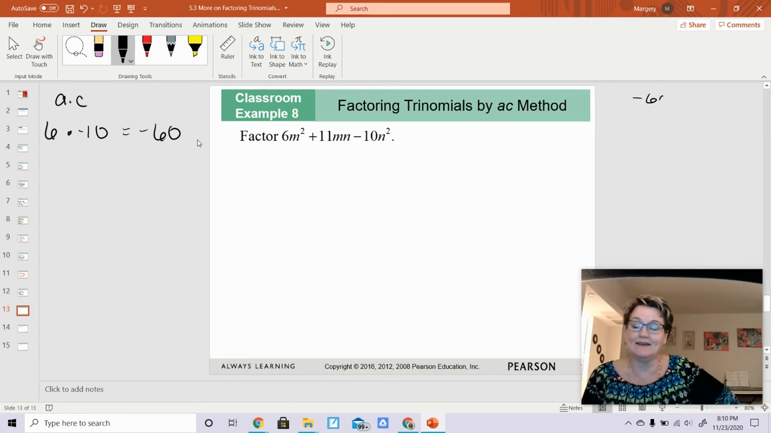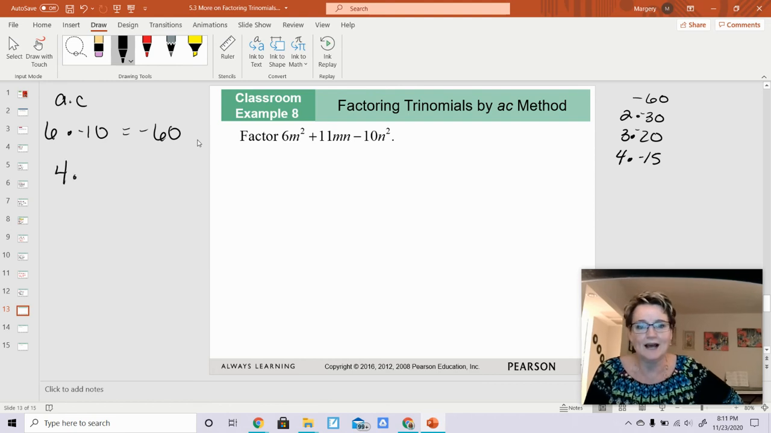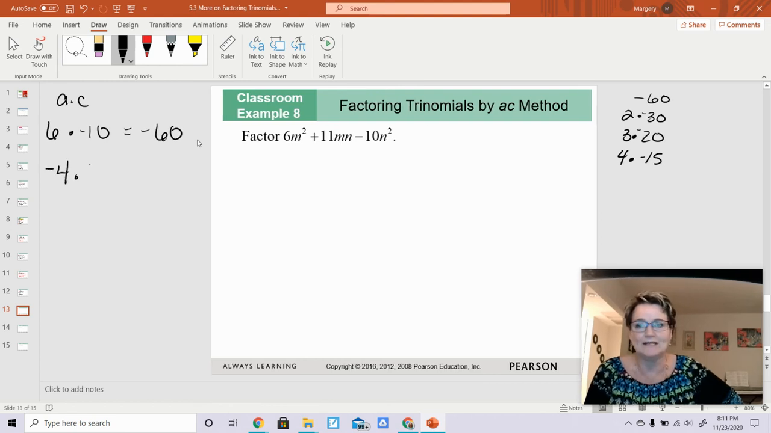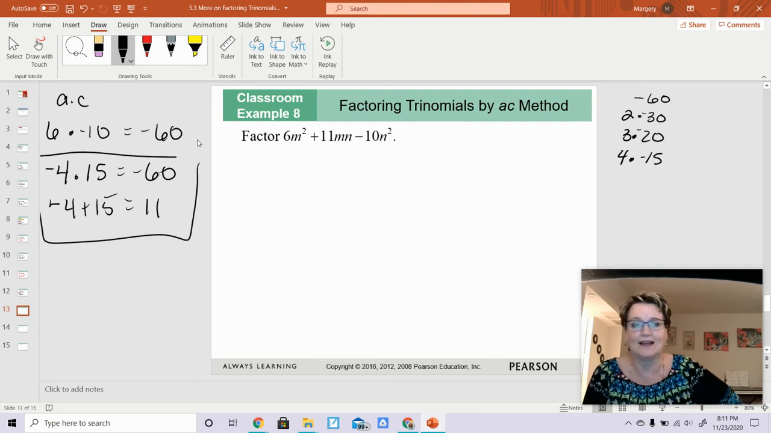Again, I can't think of it. 2 times 30, 3 times 20, 4 times negative 15. Oh, there it goes. So a negative 4 times a positive 15 is a negative 60. Negative 4 plus 15 gives you 11. So we found our two factors.